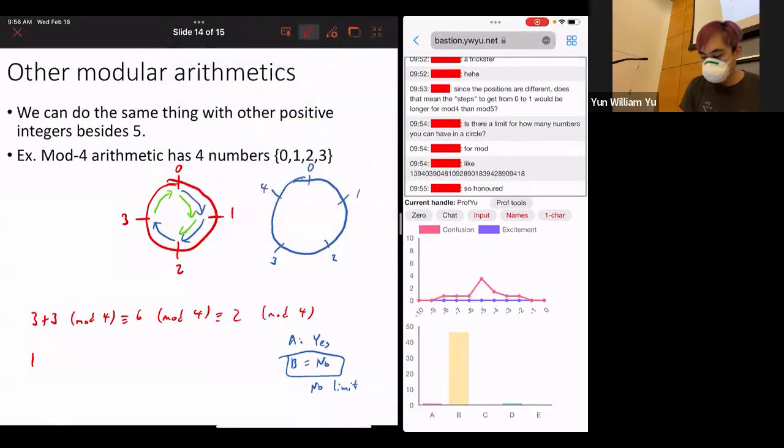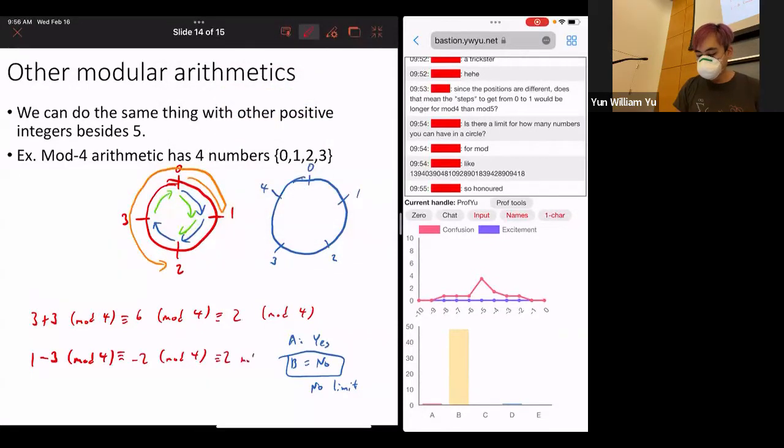So I had this one prepared. So 1 minus 3 mod 4. Well, that's equivalent to 2 minus 2 mod 4, because what you're doing is you're going around 1 and then back 1, 2, 3. So this is also equivalent to 2 mod 4.